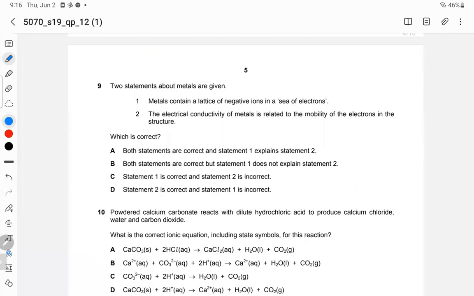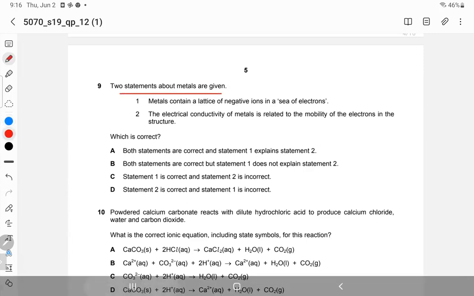Okay, just give me a minute. Question number 9. Two statements about metals are given.